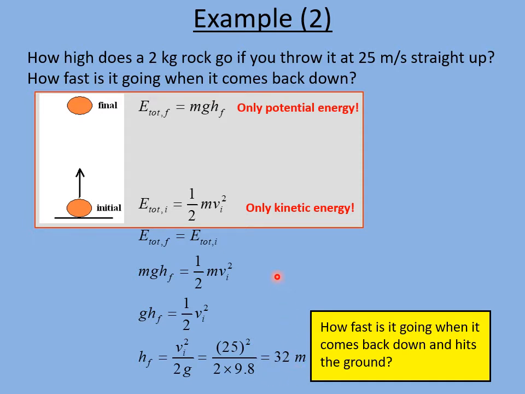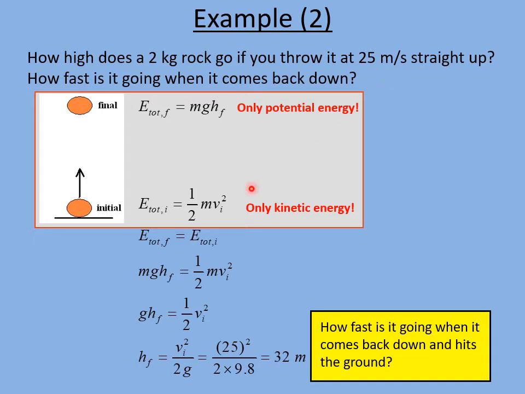The simple way to solve this problem is to use conservation of energy. If this rock doesn't lose any energy, right, it goes up and it comes back down. If it has to have the same energy everywhere, then when it comes back down, it's got to be going just as fast as it went up initially. In other words, if we throw it up at 25 meters per second, when it comes back down, it's going to hit the ground at 25 meters per second.